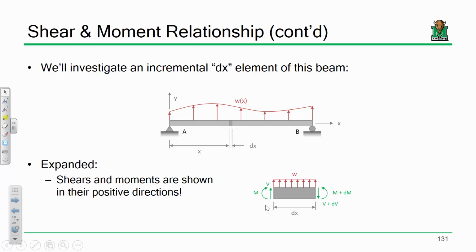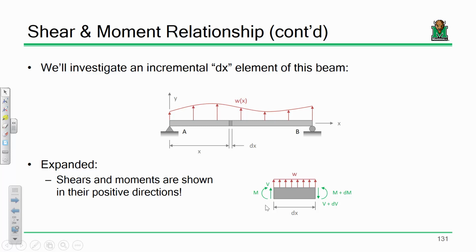Because that differential element is really, really tiny, the load, I know, is variable. It changes across the span. But over that really, really tiny interval, we can assume that load is constant. So I have a constant load of W being applied across that differential element.